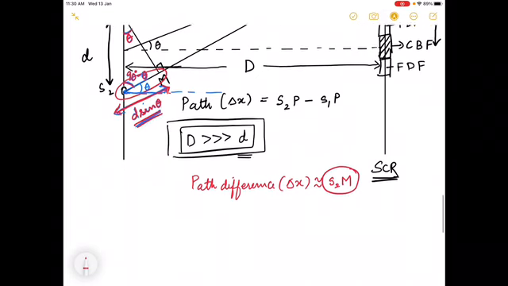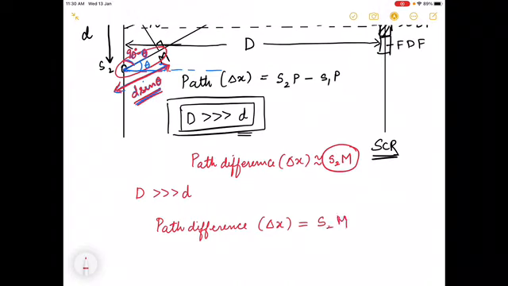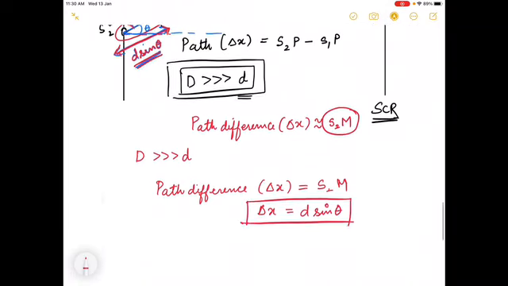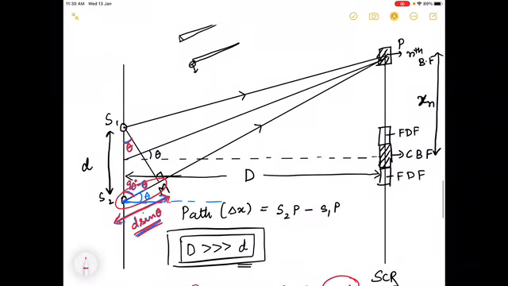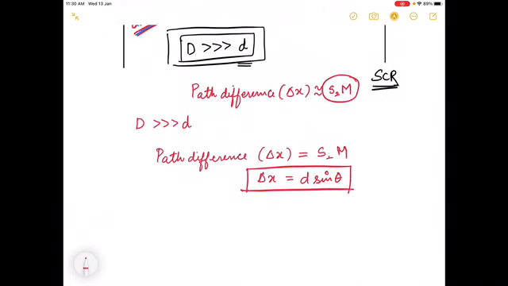If that is clear, a very important assumption is that D is much greater than d. For that I can say that the path difference is del x, and this del x is equal to S2M, and this S2M is equal to d sine theta. Yes or no? d sine theta is the path difference for your nth bright fringe, I hope everybody agrees with me. So d sine theta is the path difference for the nth bright fringe. I hope that is clear.